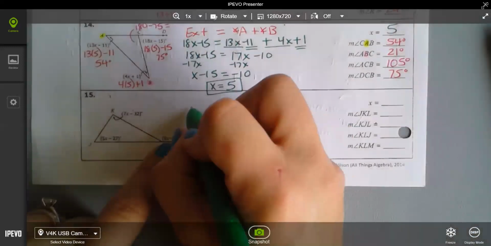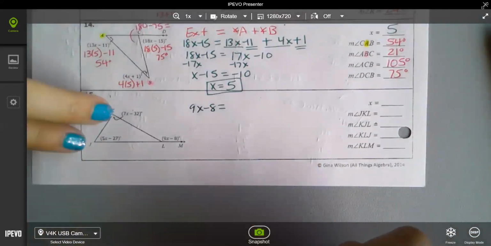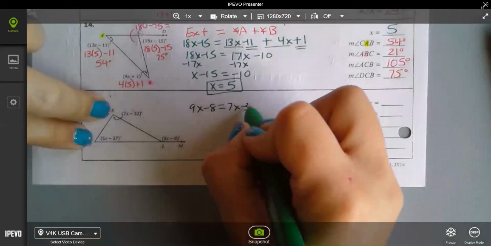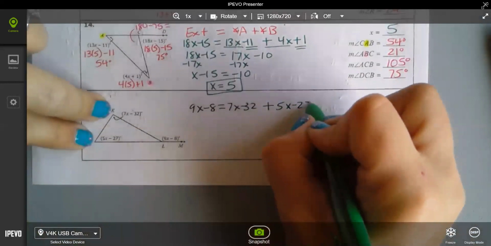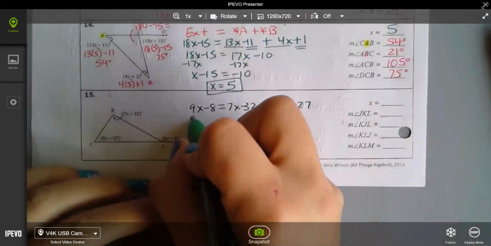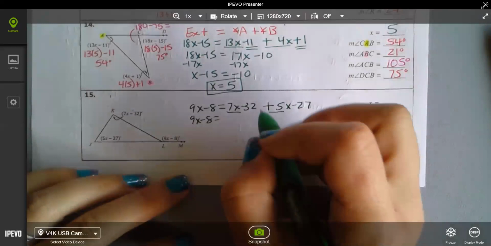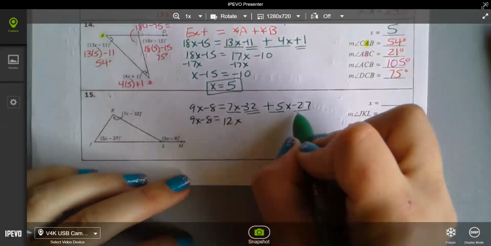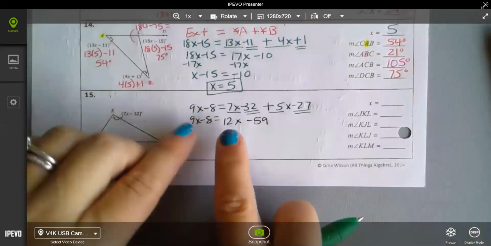Exterior angle, 9x minus 8 has to be equal to the addition of these two angles, 7x minus 32 plus 5x minus 27. And now we're going to smush. 7x and 5x is 12x. Negative 32 minus 27 is a negative 59.